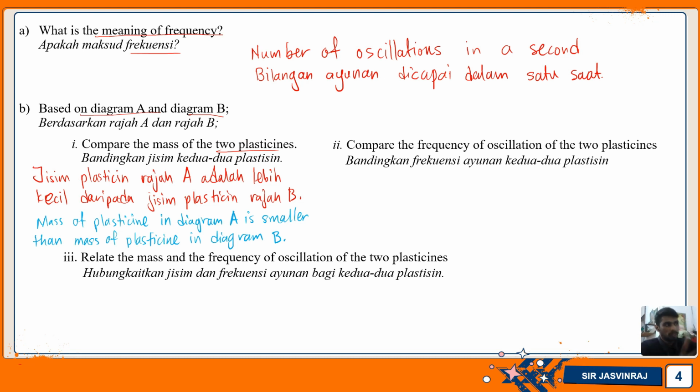So the second question said compare the frequency of oscillation of the two plasticine. How do you compare? You compare the Hertz that's given in the diagram. In diagram A, they gave you that the Hertz was 15. In diagram B, they gave you that the Hertz was 5. So you just compare the frequency.